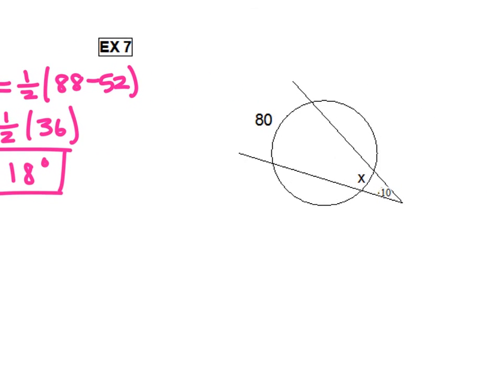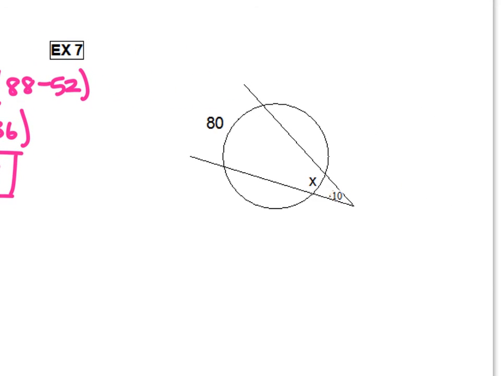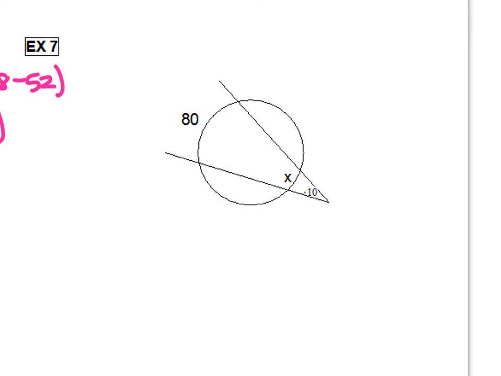Alright, so hopefully we're getting the hang of these. Example 7 is a little bit different, but that's alright. This is a secant example. The difference here is that they actually gave us the angle measure. We know the angle is 10 degrees.